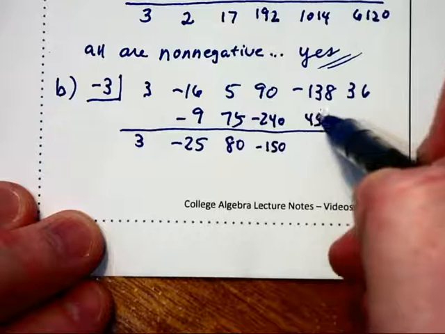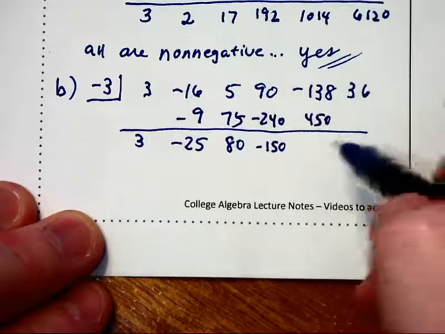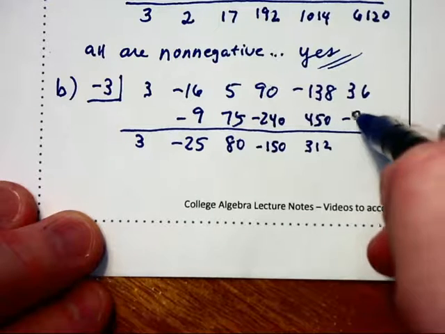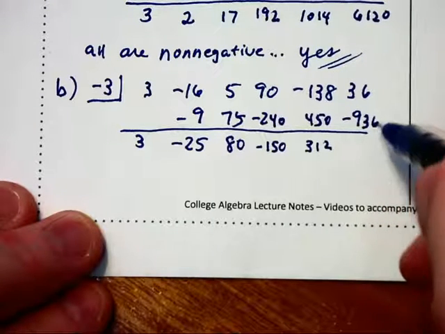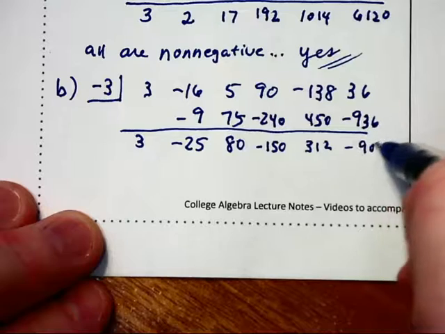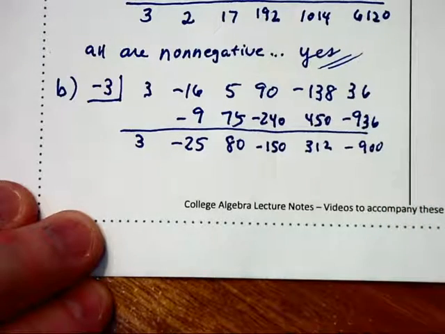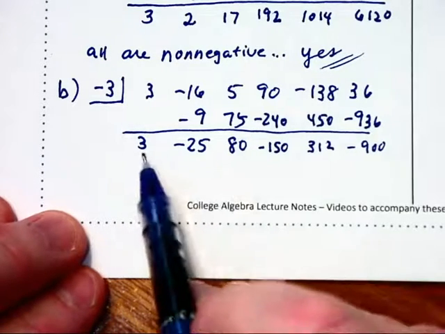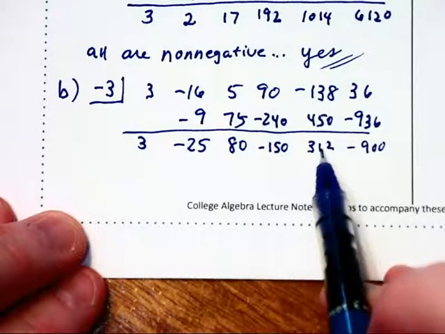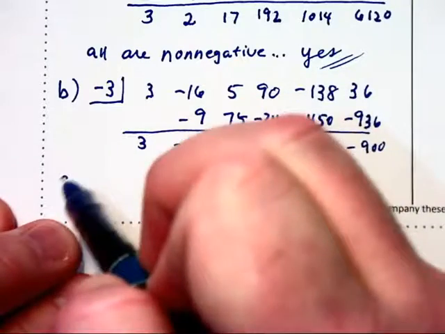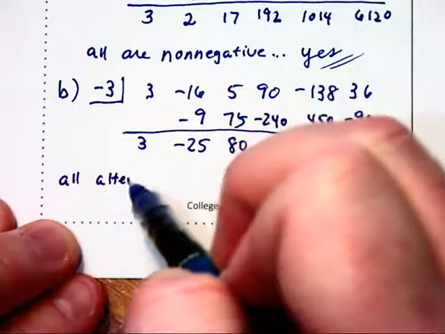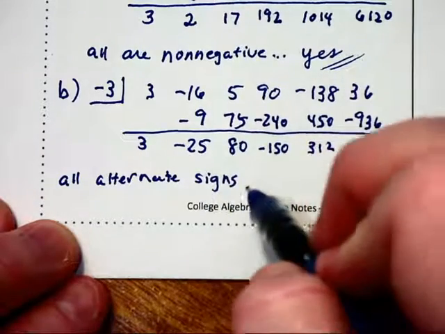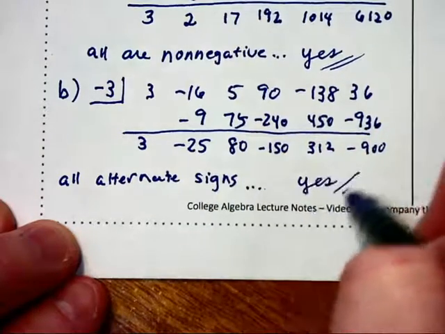Multiply to get 450 in the next column there. Add down to get 312. Multiply to get -936. Add down to get -900. When you are testing whether something is a lower bound, you are checking to see whether you alternate back and forth between signs. And since all of these alternate signs, the answer is yes, -3 is a lower bound.